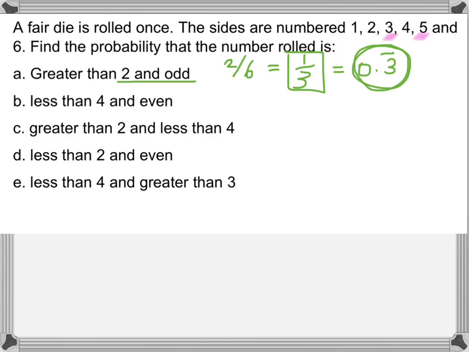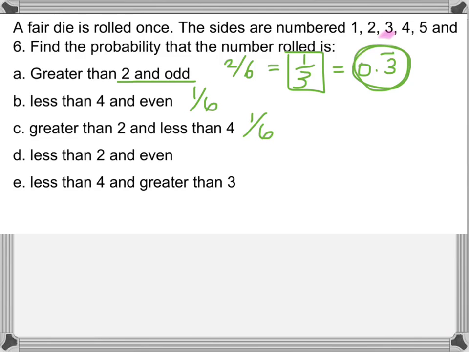All right, the probability of getting less than 4 and even. So there's only one thing exactly less than 4, so that's 1 out of 6. Greater than 2 and less than 4. So greater than 2 means it can't be equal to 2, and less than 4 means it's strictly less than 4, so there's only 1 out of 6 chances. The 3 is the only number that does that.